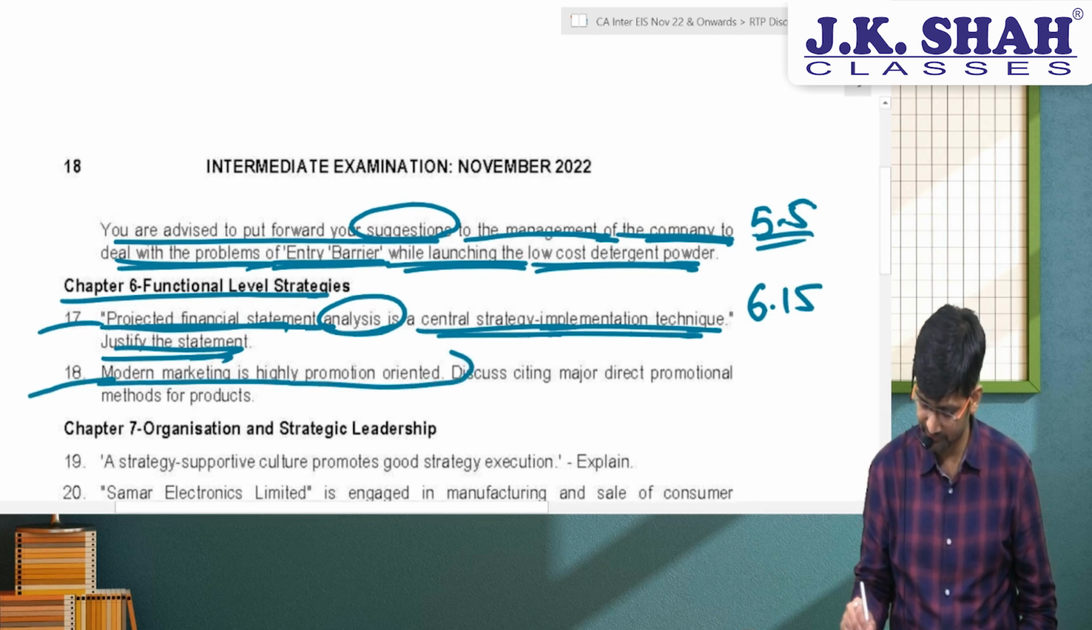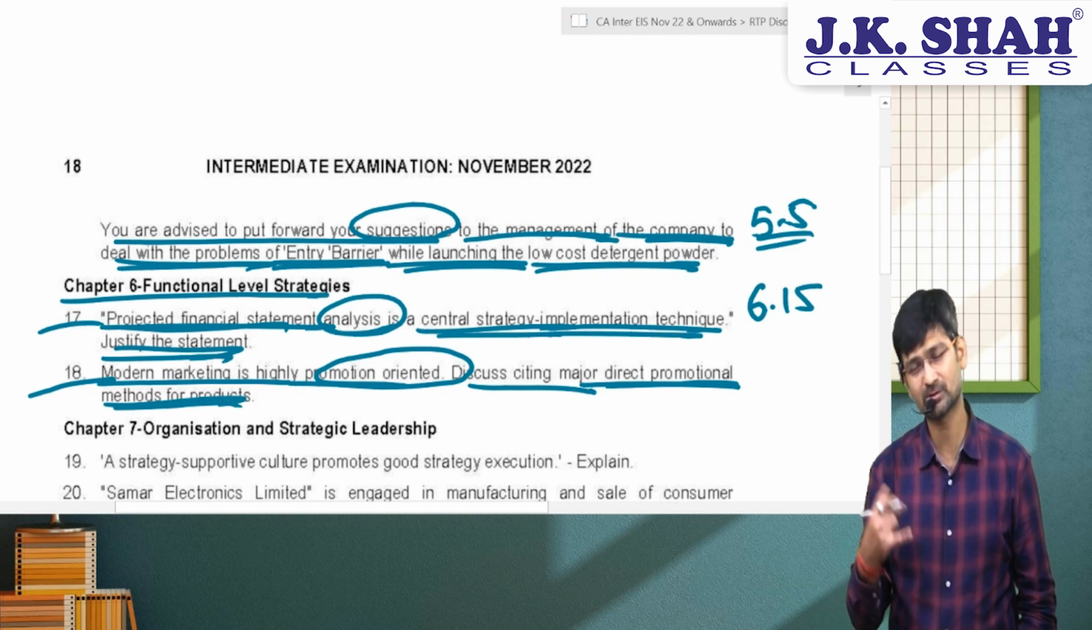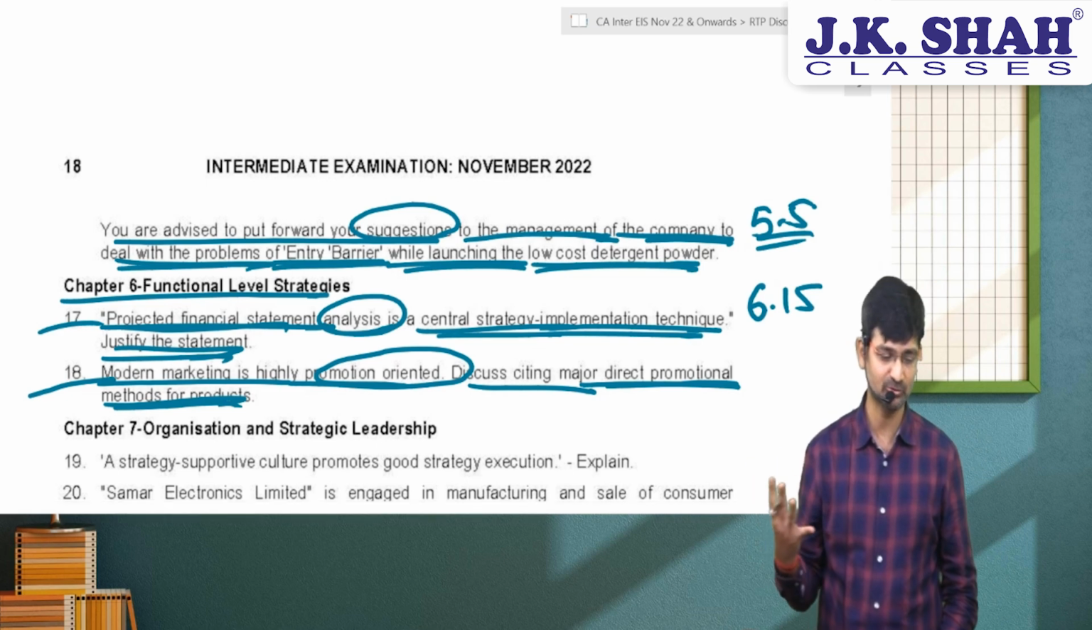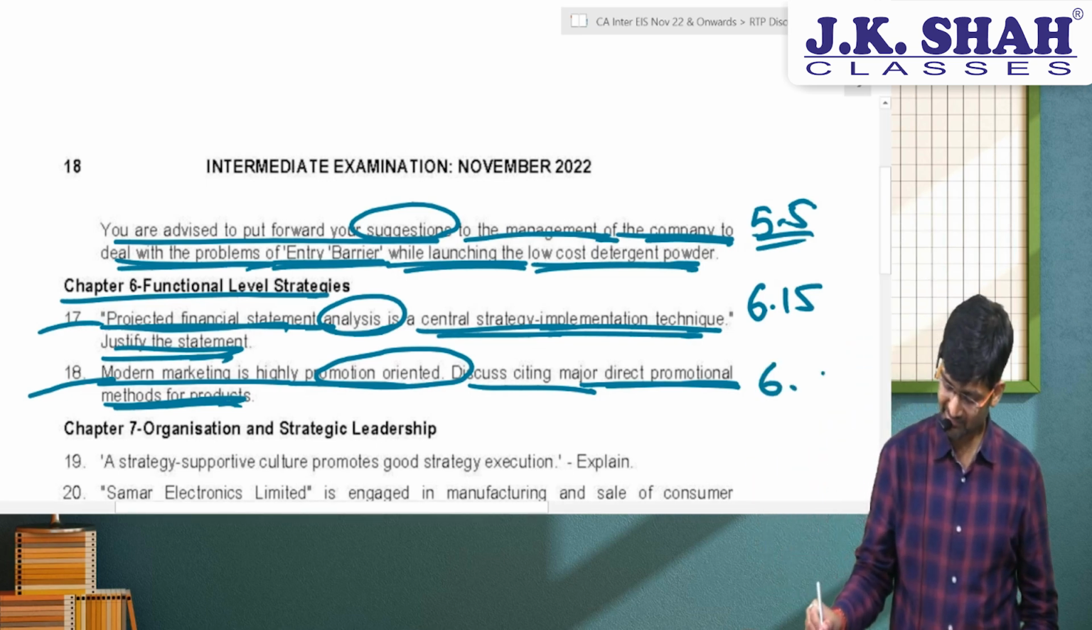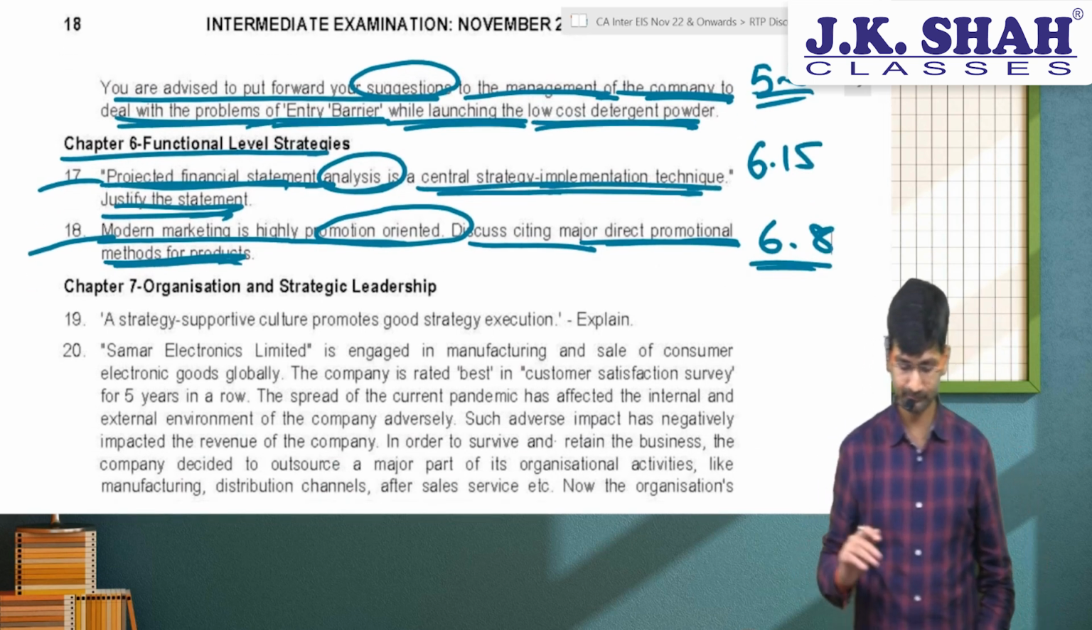Modern marketing is highly promotion oriented. Discuss major direct promotional methods for products. Promotional methods, you have door-to-door selling, you have publicity, advertisement and sales promotion. 4 points that you have directly. Page 6.8, a direct question. Again, these two were direct questions from the book.